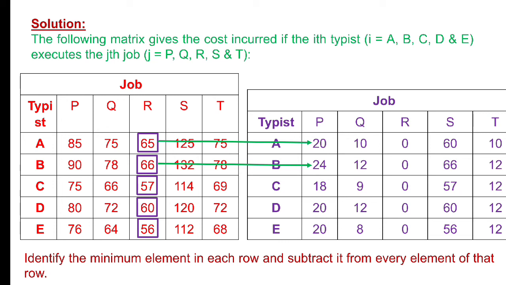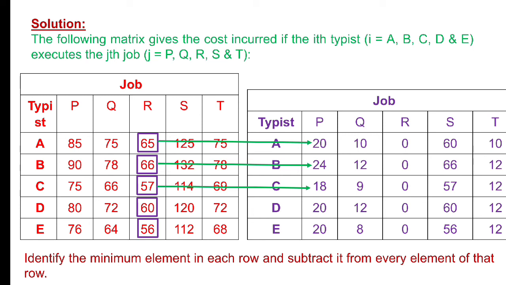And then 90 minus 66 will get 24. 78 minus 66 will get 12. 66 minus 66 will get 0. 132 minus 66 will get 66. 78 minus 66 will get 12. Similarly, 75 minus 57, 18 will get. 66 minus 57, 9 will get. 57 minus 57, 0 will come. 114 minus 57 will get 57. 69 minus 57 will get 12.